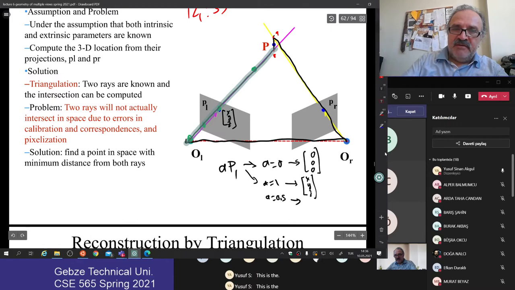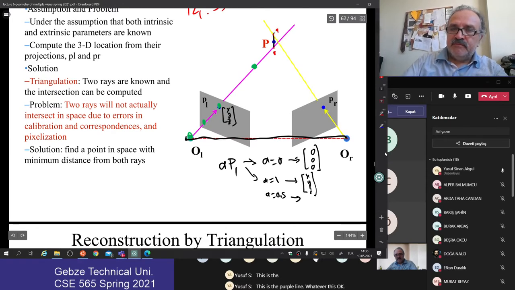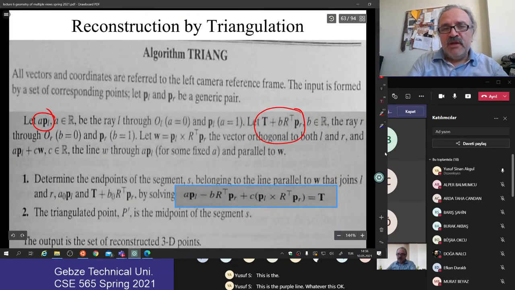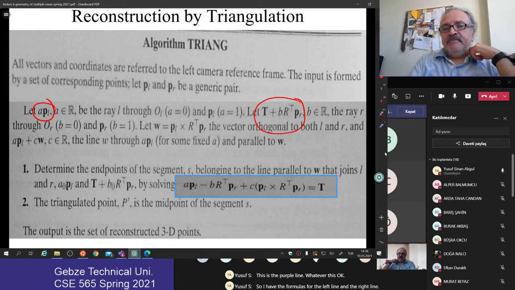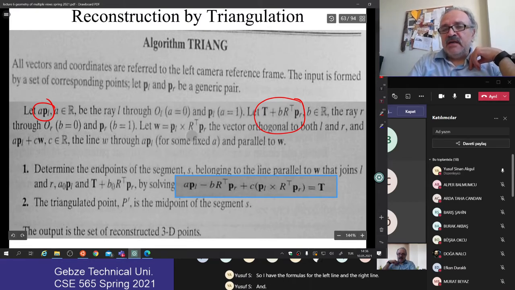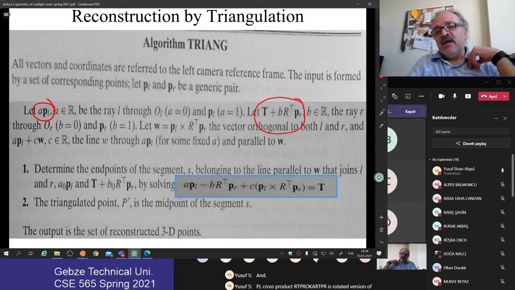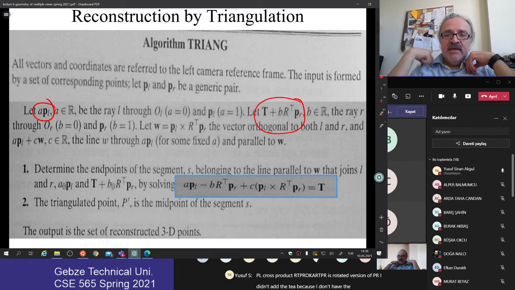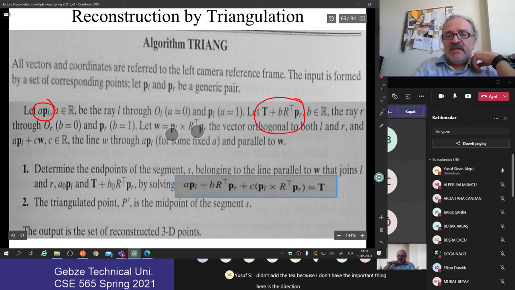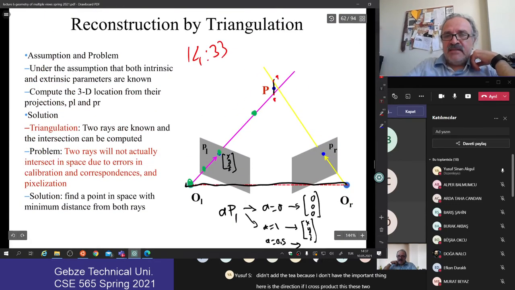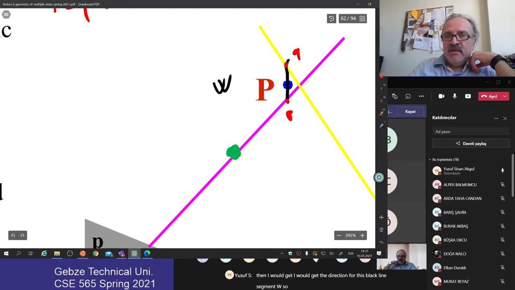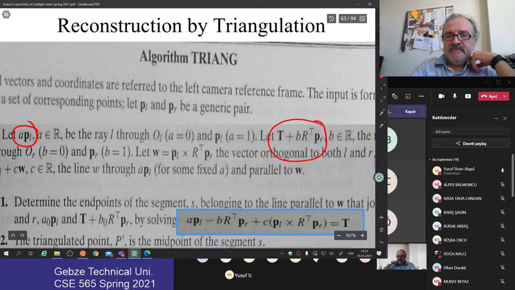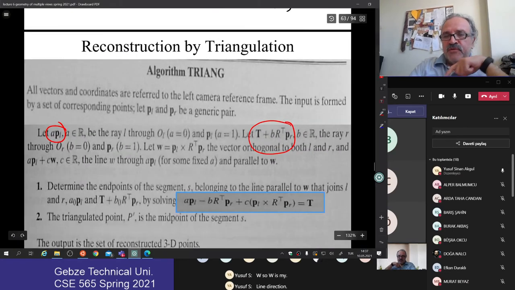and this is the purple line, whatever it is. Okay. So I have the formulas for the left line and the right line. And PL cross product RTPR. Okay. RTPR is the rotated version of PR. I didn't add the T because the important thing here is the direction. If I cross product these two lines, then I would get the direction for this black line segment W. So in this case, it's going to be W. So W is my line direction. It is orthogonal to both L and R.